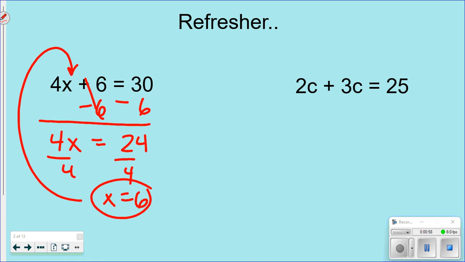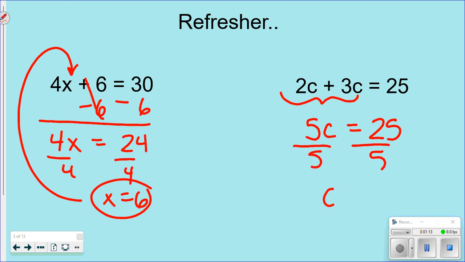Okay, over here is a little different one. I maybe have to take a few steps before I solve. And the step before I solve is I'm going to combine what I can combine. I'm going to simplify. So this says 5c equals 25. And I'm just going to divide by 5. I want to figure out what c is. So c is 5. We're going to build off these types of problems today. So it's important that we know how to do these to do the next few.